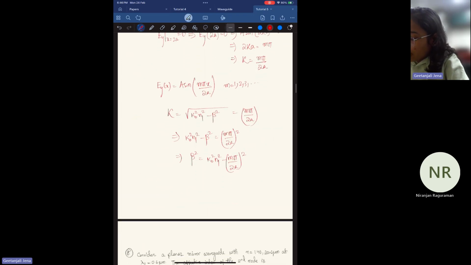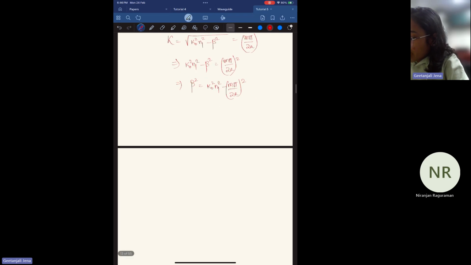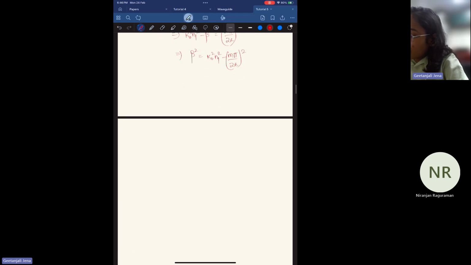and m, sorry, for the even and odd mode, which value of m corresponds to even and which value of m corresponds to odd mode, you can look at the field profile. So we have this mirrored surface at x equal to 0 and x equal to 2a. And we have E_y(x) a sine of m pi x by 2a.